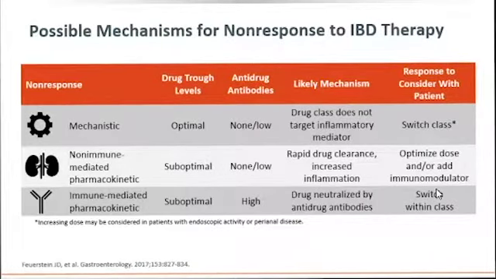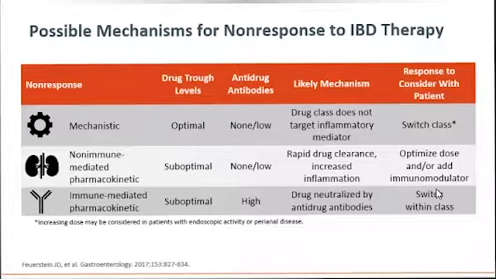This is the possible mechanism of non-response to the anti-TNF. You have different mechanisms that can be explained. Mechanistic means the drug level is optimal, and you have no or low antibodies. The likely mechanism is that the drug does not target the inflammatory mediator. Then your reaction will be to switch the class.